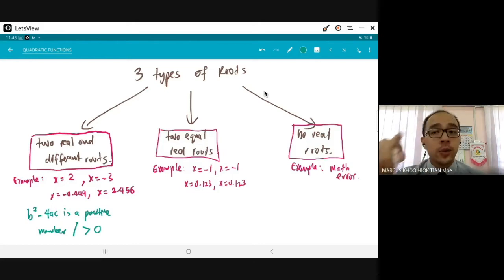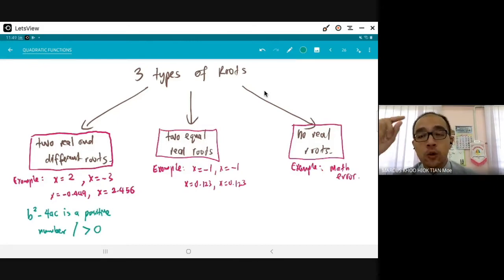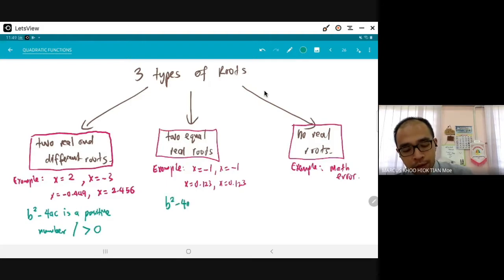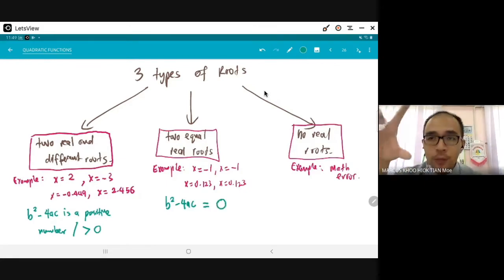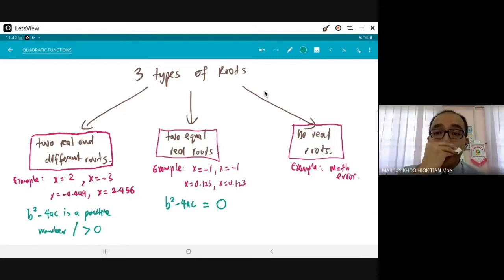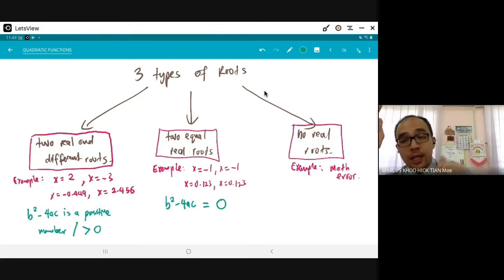Then you know, okay, this one dia punya punca ada dua jenis, iaitu two real and different roots. Okay, the second one is kalau dia punya punca adalah two equal and real roots. Contohnya dia punya jawapan sama, x sama 1, x sama 1. Okay, bila kamu kira the discriminant b squared minus 4ac, kamu akan dapat sama dengan kosong. Kalau lepas kau kira-kira, ngam-ngam kamu dapat kosong, means dia punya root adalah sama. Okay, dia adalah two equal real roots. Itu kategori dia.